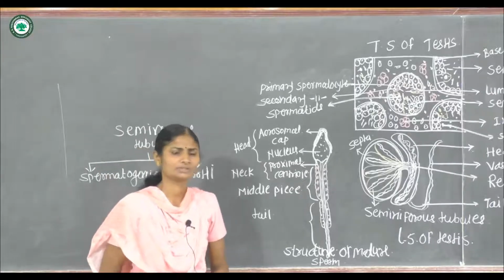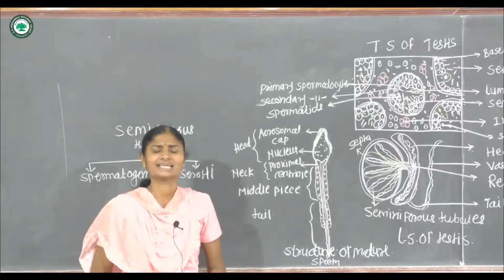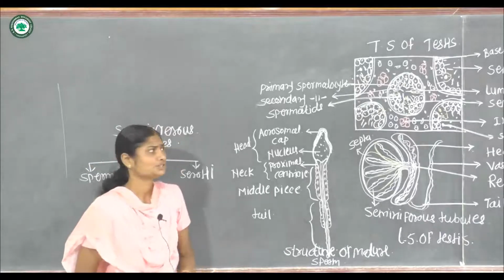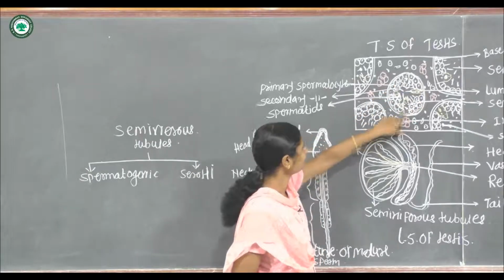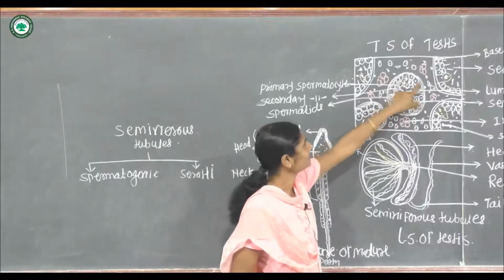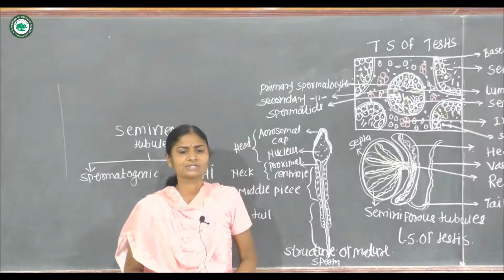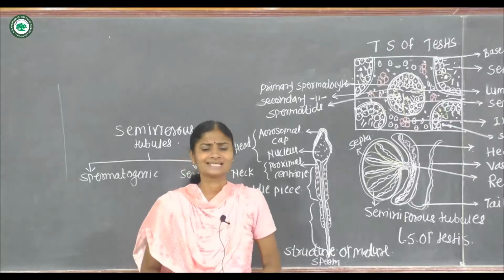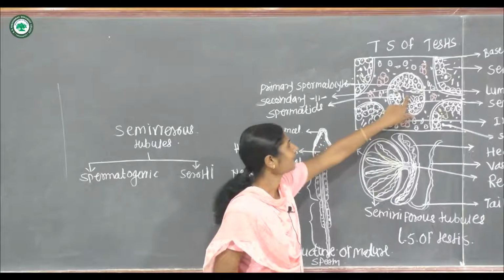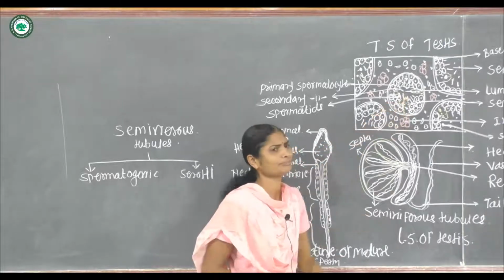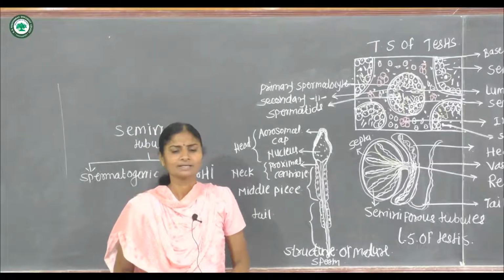First, let us start with spermatogenic cells. These spermatogenic cells are also called the germinal epithelial layer. We observe in this diagram the basement membrane, and 4 to 8 layers of spermatogenic cells are present between the basal lamina and lumen.